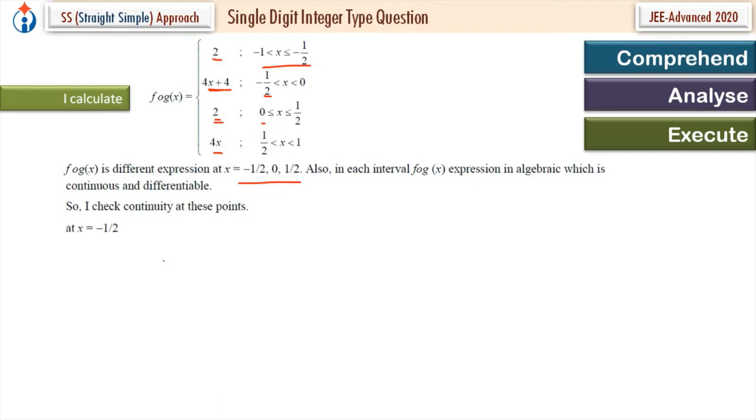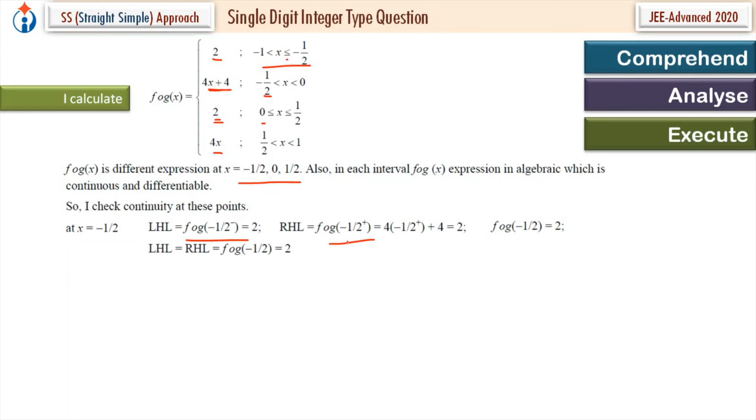So let's check. At x equal to minus half, left hand limit, x is less than minus half, so the f of g(x) expression is 2, limit approaches to the right hand limit. If x is greater than minus half, we look here, 4 tending to minus half plus 4, that will be equal to 2, and the value is 2. So left hand limit equal to right hand limit equal to value of the function. So it is continuous at x equal to minus half.